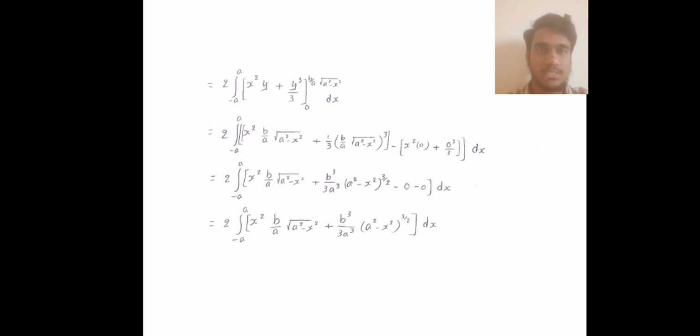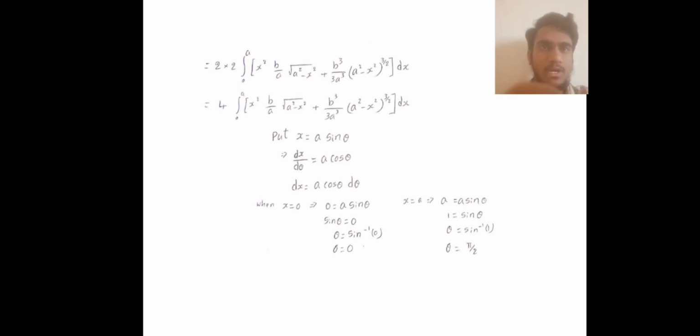2 integral minus a to a x square b by a root of a square minus x square plus b cube by 3a cube, a square minus x square whole power 3 by 2, minus 0, into dx. So 2 integral minus a to a x square b by a root of a square minus x square plus b cube by 3a cube, a square minus x square whole power 3 by 2 into dx.